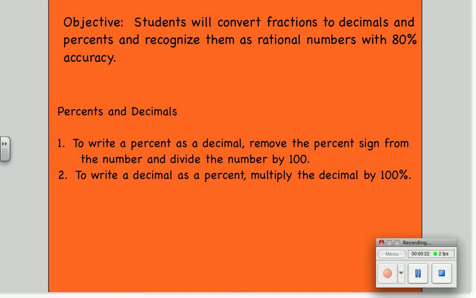Okay? Percents and decimals. To write a percent as a decimal, we need to remove the percent sign from the number and divide the number by 100 because all percents are out of 100. To write a decimal as a percent, we do the opposite. We multiply the decimal by 100%, okay? So you don't have to write this down. Let's just look at it, all right?